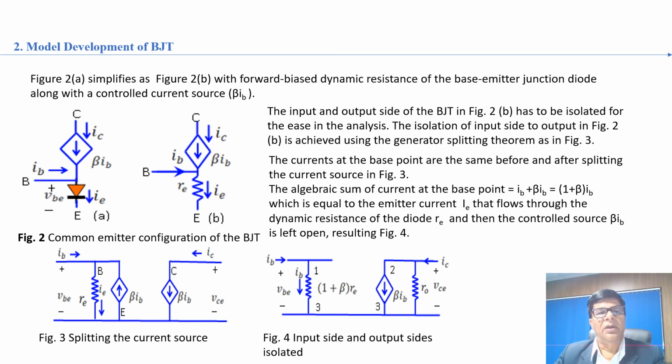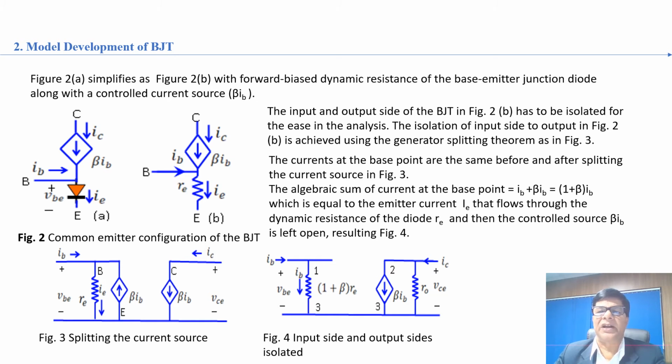Next. Figure 2a simplifies as figure 2b with the forward biased dynamic resistance of the base emitter junction diode along with a controlled current source beta IB. The input and output sides of the BJT in figure 2b have to be isolated for ease in the analysis. The isolation of the input side from the output in figure 2b is achieved using the generator splitting theorem, as in figure 3. The current at the base point is the same before and after splitting the current source in figure 3.